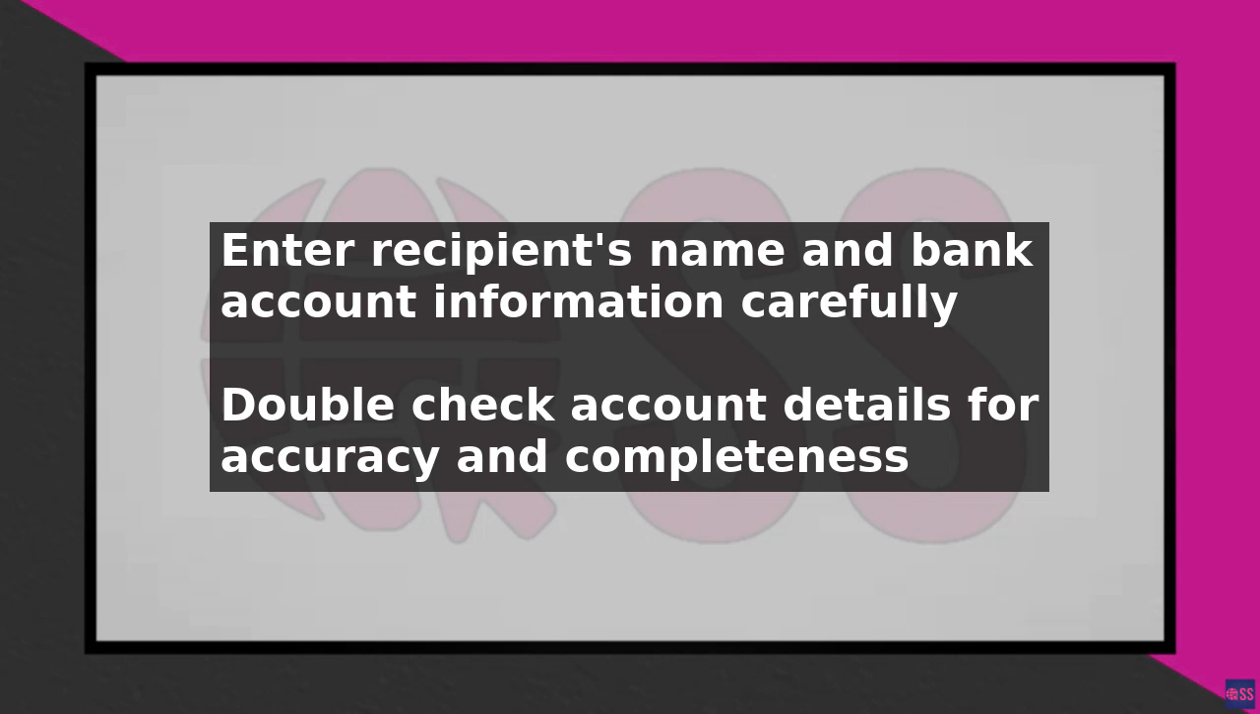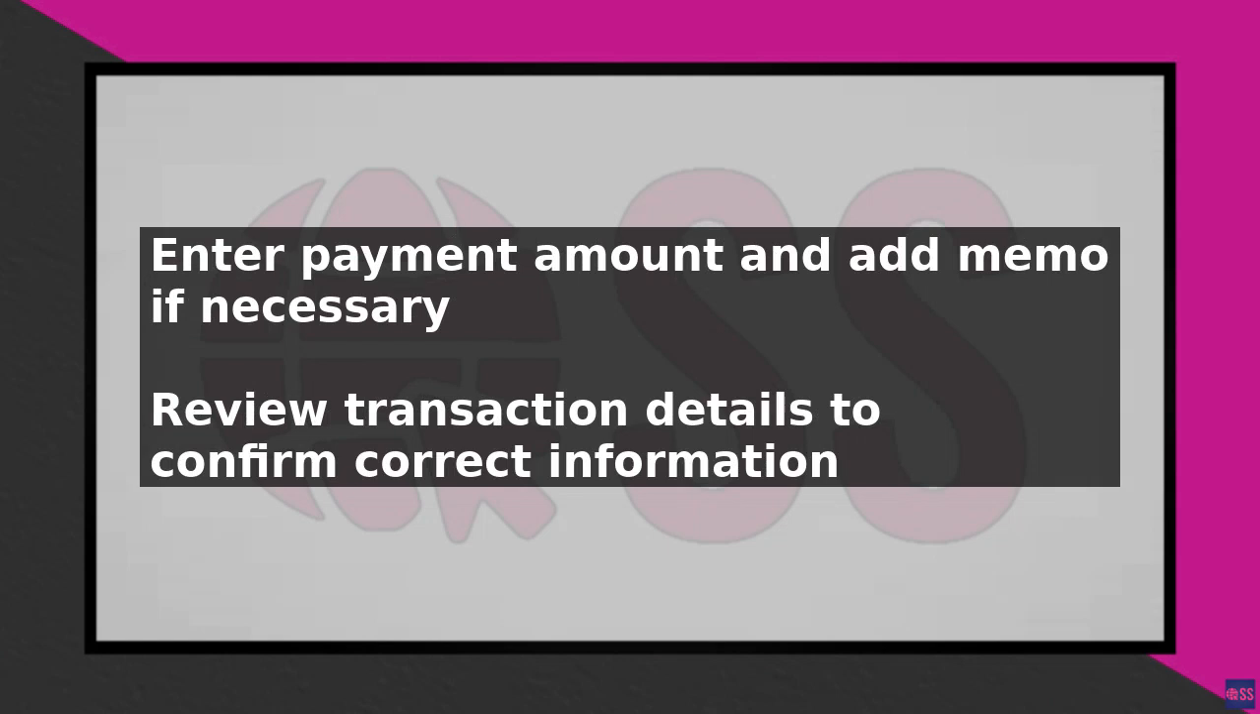If you are sending money to someone for the first time, SoFi may require you to verify their account information. Once you have verified the recipient's account information, you can proceed with the payment. SoFi will then initiate the ACH transfer, which can take a few business days to complete. You can track the status of your payment in the SoFi account activity section.